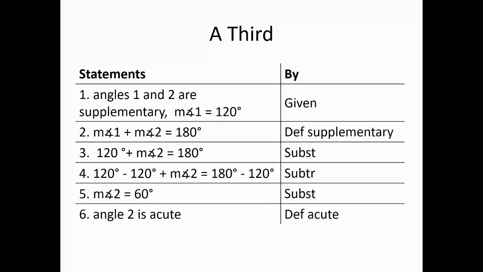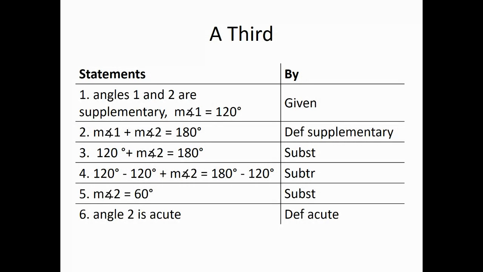All right, so line number 2. This supposedly follows from line number 1. Let's see what this says. It says that the measure of 1 plus the measure of 2 is 180 degrees. Well, the reason we know to write that is because we know what supplementary means. This is simply an application of the definition of supplementary. So that's what we find in the by column. And then look at line number 3. 120 degrees plus the measure of 2 is 180 degrees.